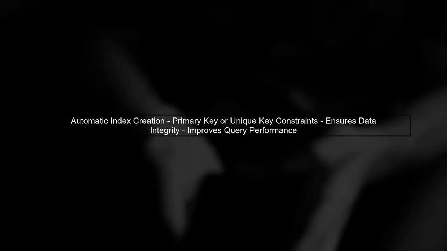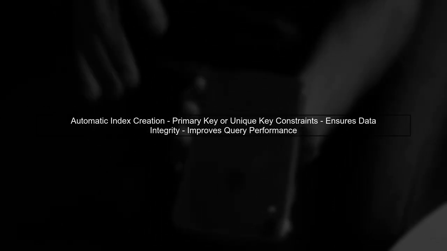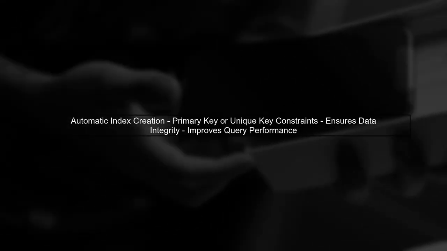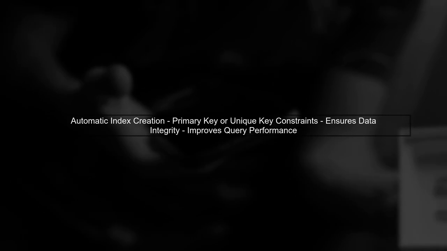In Oracle, when you define a primary key or unique key constraint on a column, the database automatically creates an index for that column. This is done to ensure data integrity and to speed up query performance.